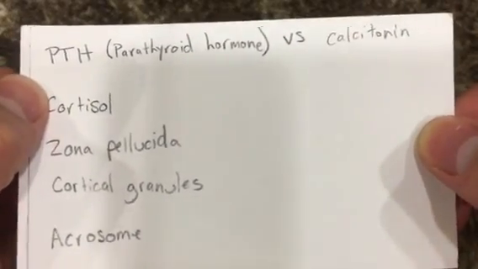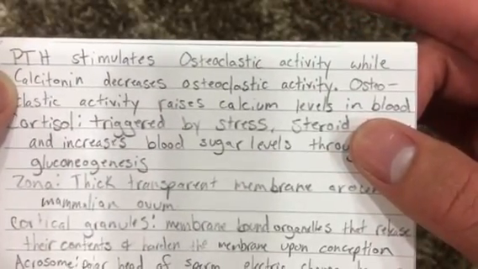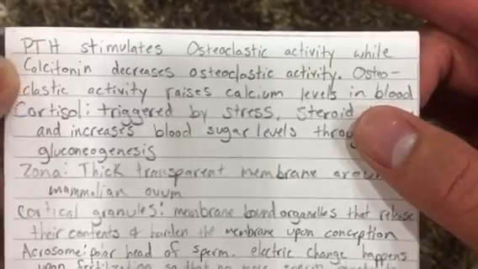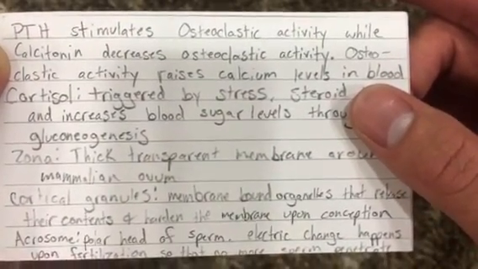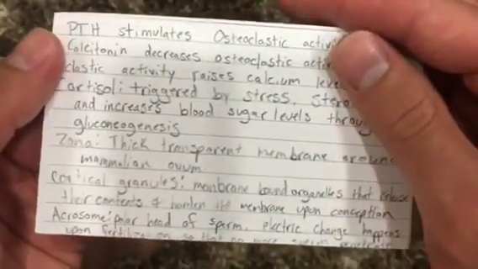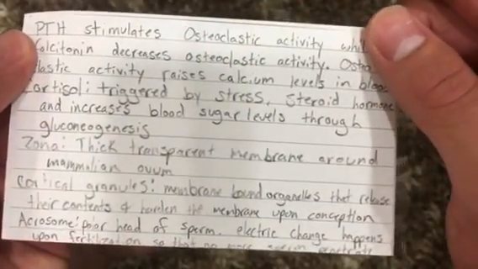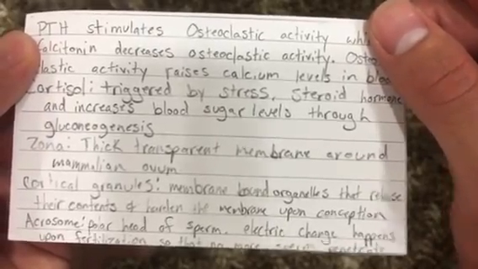PTH, parathyroid hormone versus calcitonin. PTH stimulates osteoclastic activity while calcitonin decreases osteoclastic activity. Osteoclastic activity raises calcium levels in blood. Cortisol, triggered by stress, steroid hormone, and increases blood sugar levels through gluconeogenesis.